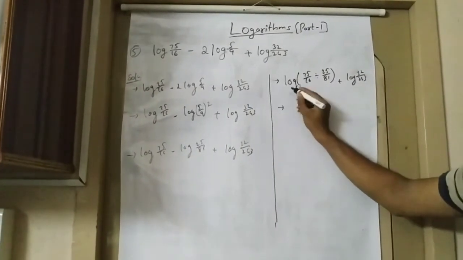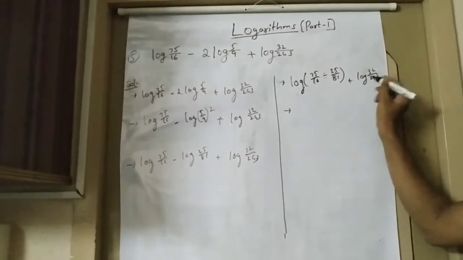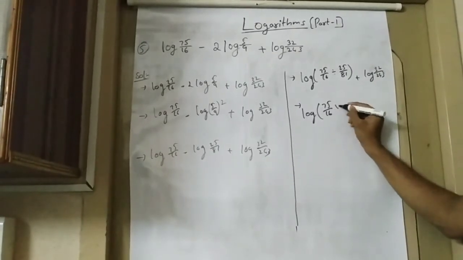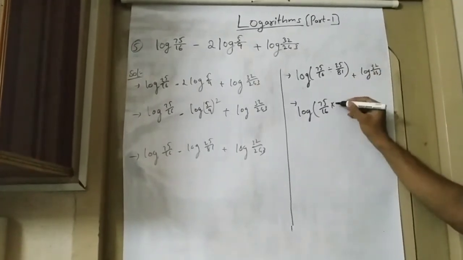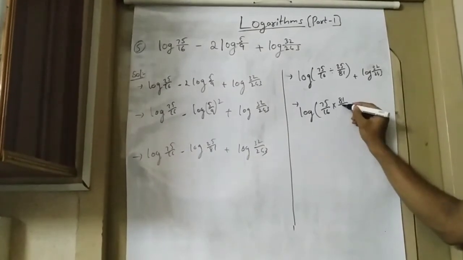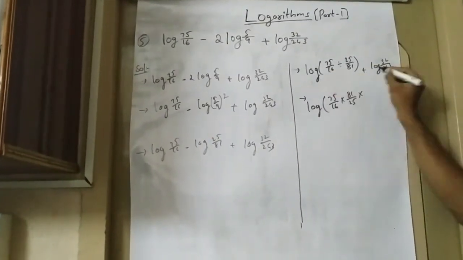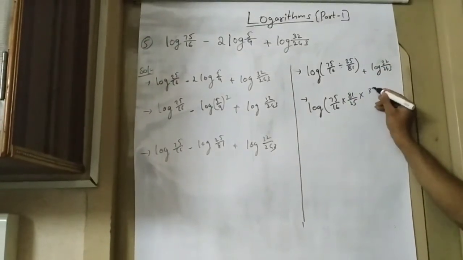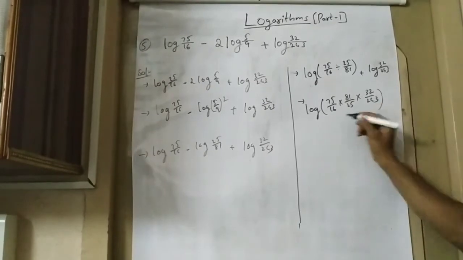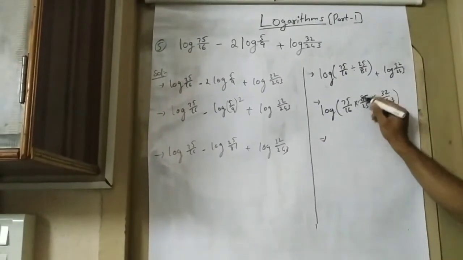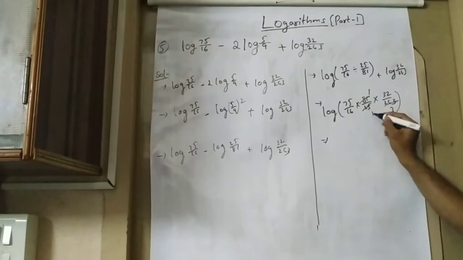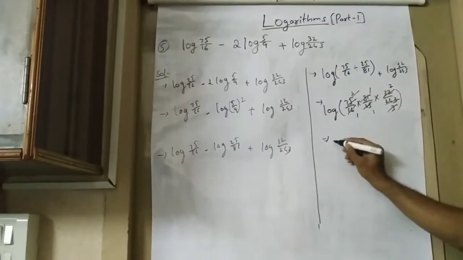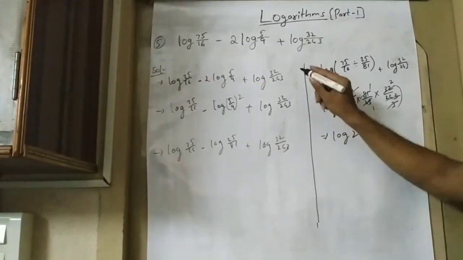Log a plus log b means log a into b. So log, this is 75 by 16. Whenever there is division, we can take the reciprocal, that is 81 by 25. So log a plus log b is log a into b. That is the total value into 32 by 243. So 81 is 3 times 27, 25 is 5 times 5, 75 cancels, and 16 with 32 leaves 2, and 3 cancels. That is log 2. So the value is log 2.